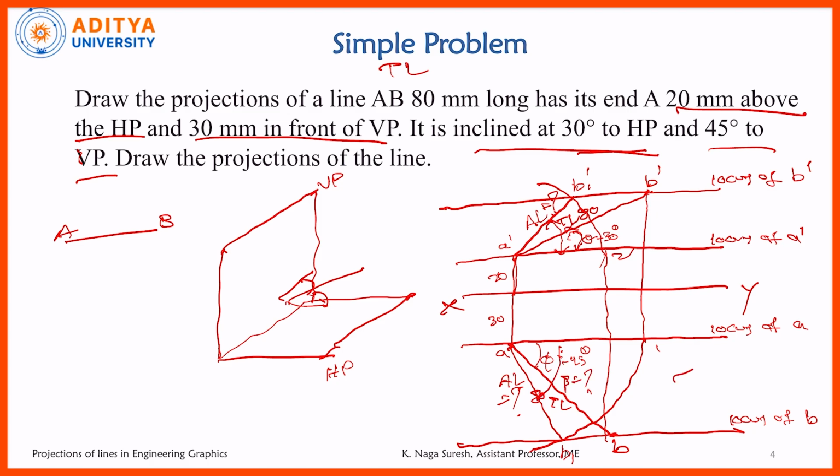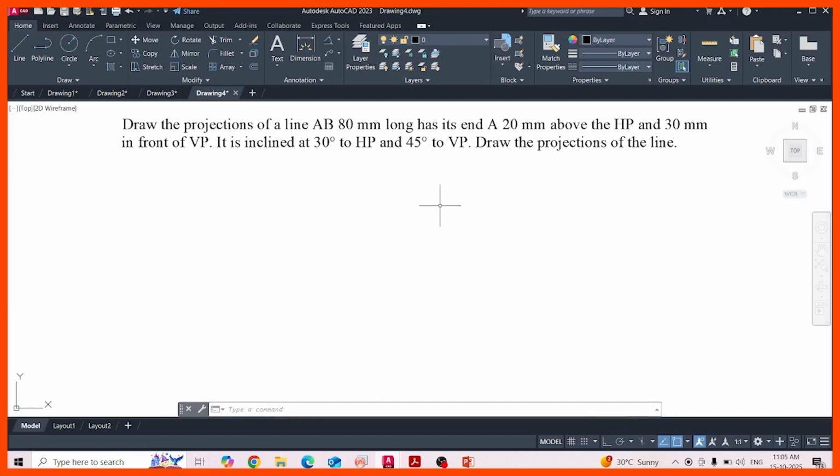This problem we will draw by using AutoCAD software. This is the AutoCAD interface, and this is the problem: draw the projections of a line AB 80 mm long, with its end A 20 mm above HP and 30 mm in front of VP. It is inclined at 30 degrees to HP and 45 degrees to VP. First, take one line. This is the projection line, or the reference line.